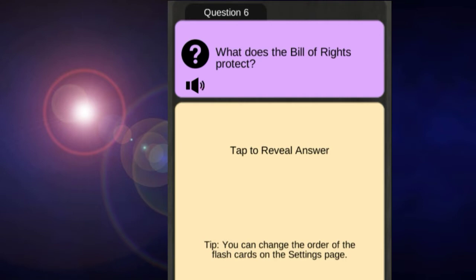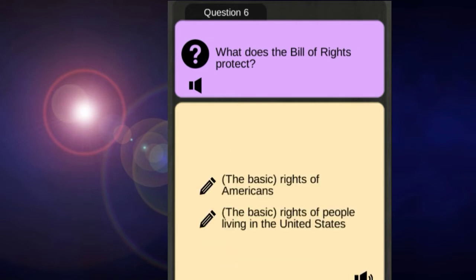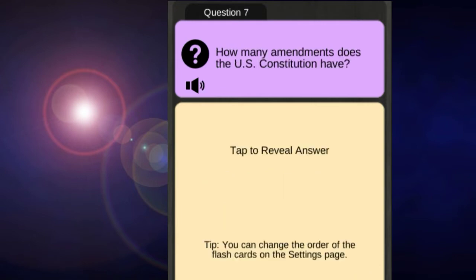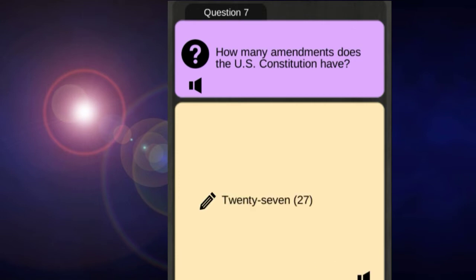What does the Bill of Rights protect? The basic rights of Americans. The basic rights of people living in the United States. How many amendments does the U.S. Constitution have? 27.